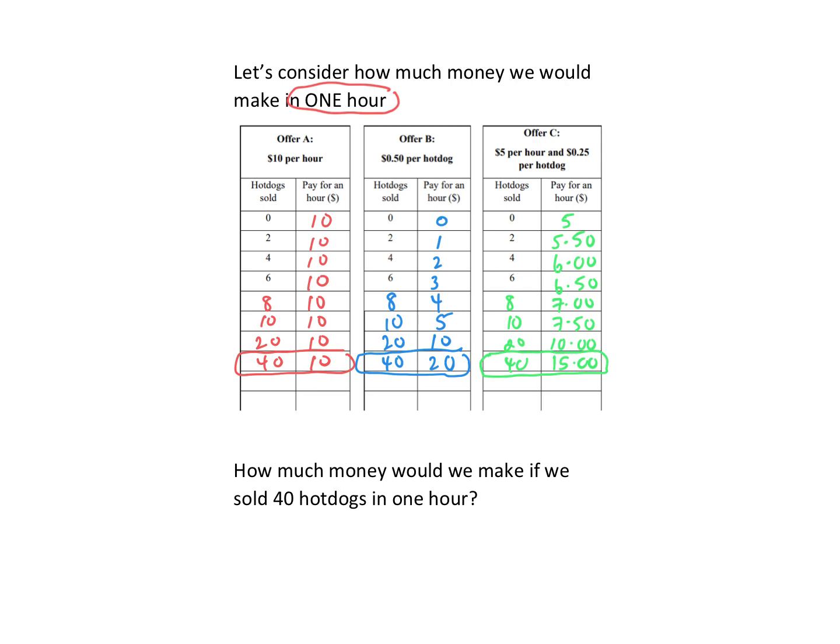So the other thing I can see in the table is that when I sell 20 hot dogs, I make $10 for each offer. So 20 hot dogs seems to be the point at which all offers make the same amount of money when selling 20 hot dogs.